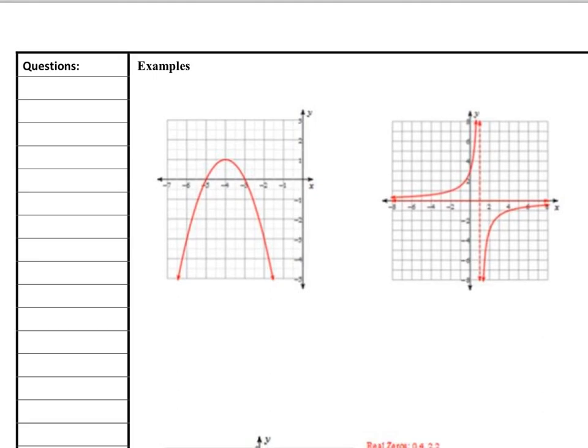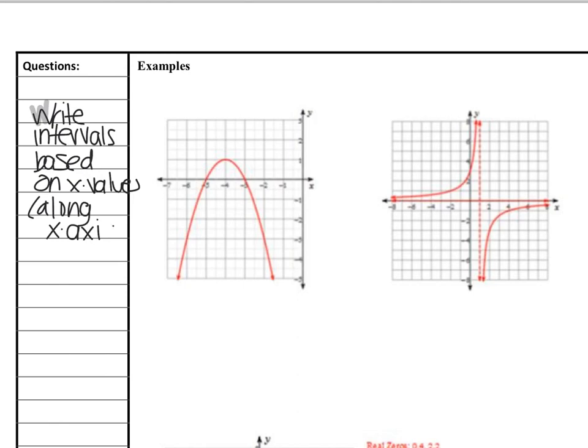So we are tasked with finding the intervals on which the function is positive versus negative. So I just want to remind you that we want to write our intervals based on x values. Ooh, I'm in the highlighter instead of the pen. And these are always along the x-axis. And remember that positive is above the x-axis and negative is below.